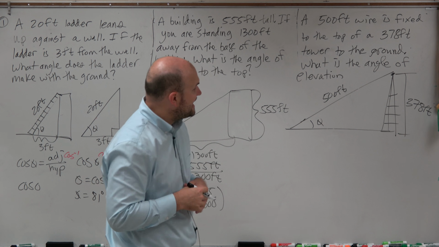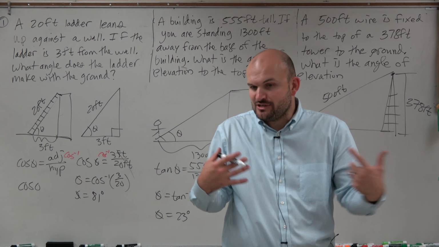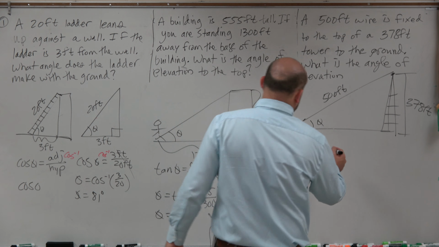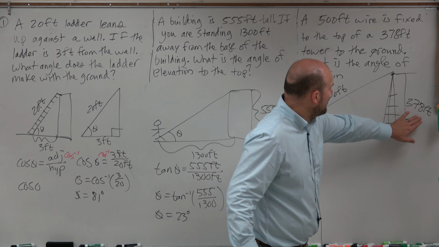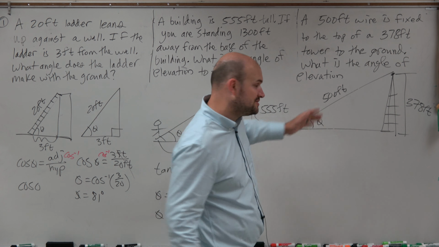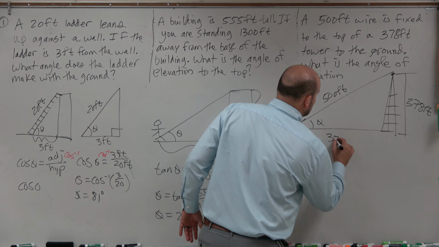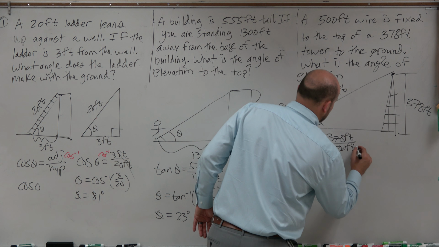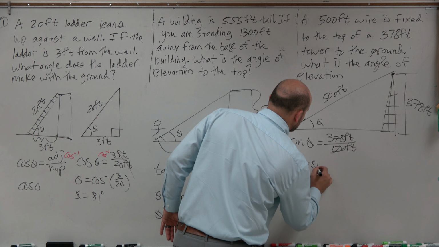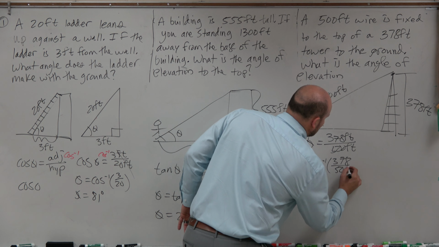All right. And so now what we're looking into doing is identifying theta. So again, we need to look at what is my trigonometric function. We kind of know what my triangle is. You could say we have our opposite and we have our hypotenuse. So therefore, we know that the sine of our angle theta is going to be 378 feet divided by 500 feet. Therefore, theta equals sine inverse of 378 over 500.